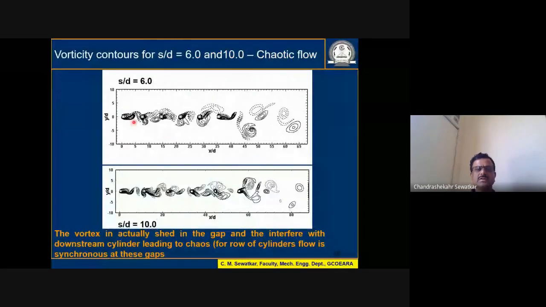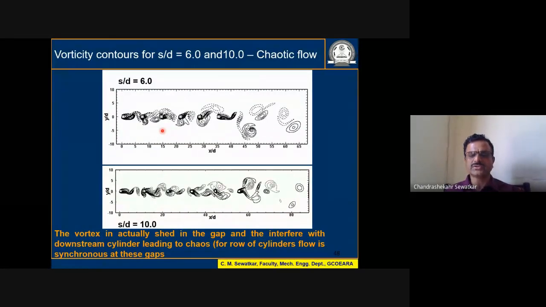You see the vortices are actually interfered by the downstream bodies present in the downstream region, and that leads to wake interference, and that wake interference actually causes the modulation in the nature of the forces experienced by the body. So wake interference is the major reason. The vortex is shared in the gap and interfered with the downstream cylinder, leading to chaos.